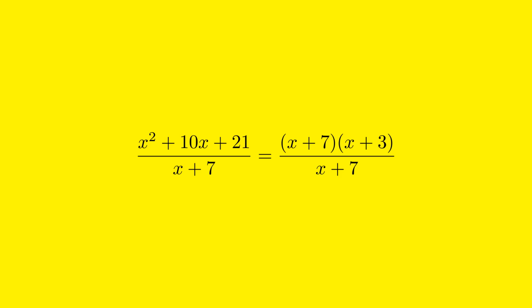After considering the factors, we find that 7 and 3 are the right numbers. 7 times 3 equals 21, and 7 plus 3 equals 10. Therefore, we can rewrite the expression x squared plus 10x plus 21 as x plus 7 times x plus 3. Now, our rational expression becomes x plus 7 times x plus 3 over x plus 7.